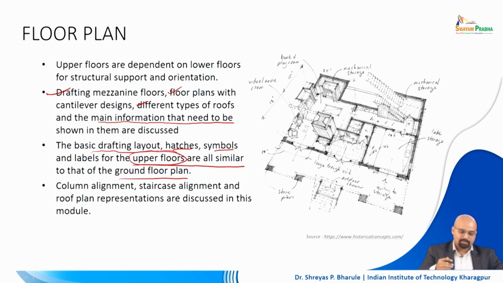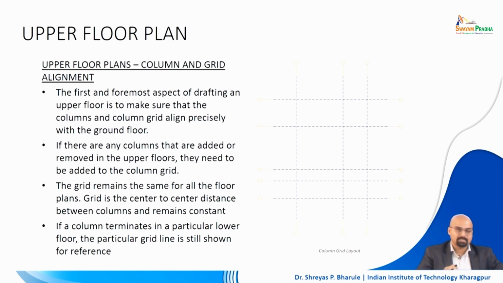Then when we look at the alignment, right, particularly the column alignment, the staircase alignment, the roof plan alignment, all of the representation which is to be done for a particular upper floor plan or a roof plan or a terrace plan is discussed in this module. So what are the ways to do representation of upper floors in the lower ground floor or lower floor is discussed here. Apart from that, the lower ground floors, how do they reflect their own conditions and their own entities in the upper floor plans, those things are also discussed, right?